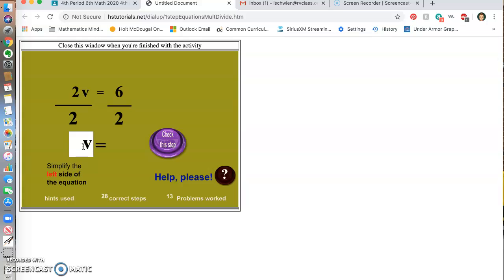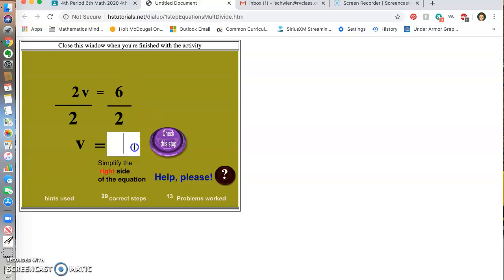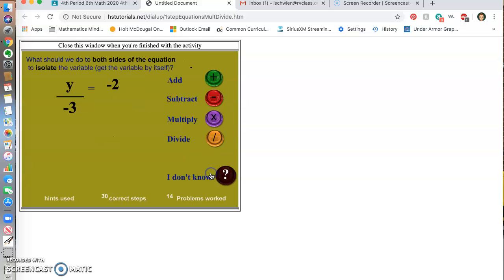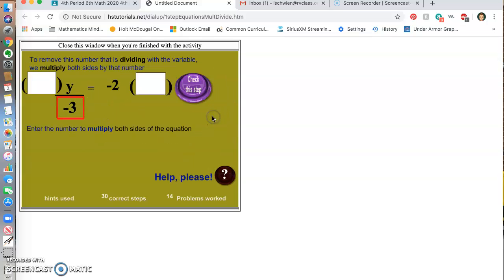Left with v if you cancel those two out, and that says 6 divided by 2. You want to do that math. 6 divided by 2 is simply 3. Plug it in. Ignore this stuff down here. 2 times 3 equals 6. Going to multiply by negative 3 on both sides.